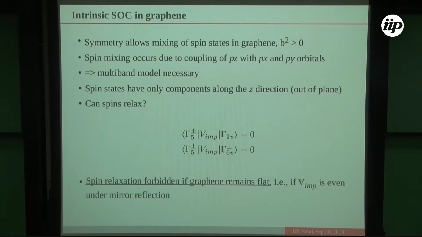If the impurity potential preserves the mirror symmetry of graphene, it's even, and this function is even. So those functions have different parity. So the whole matrix element is odd, and we get 0 at the end. So this means that even if Bloch states are now spin mixed, there is no spin scattering in graphene and no spin relaxation if graphene remains flat.